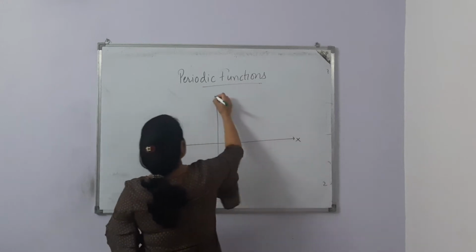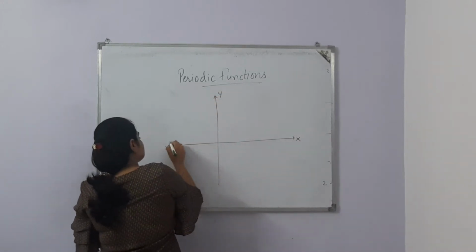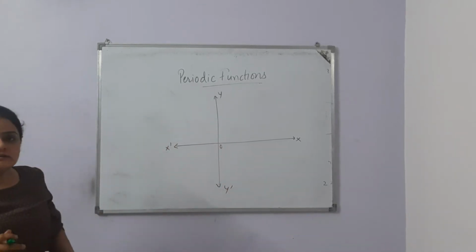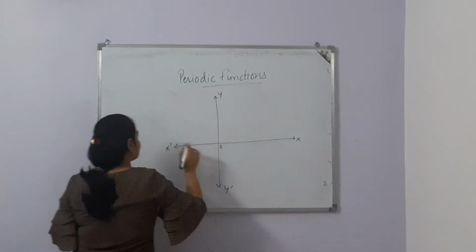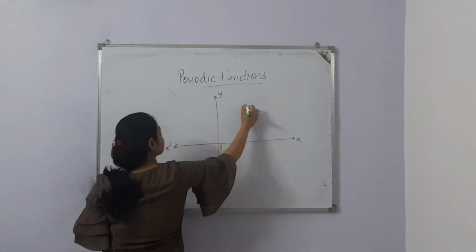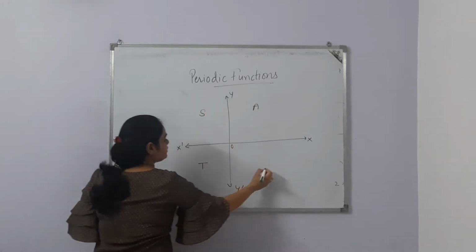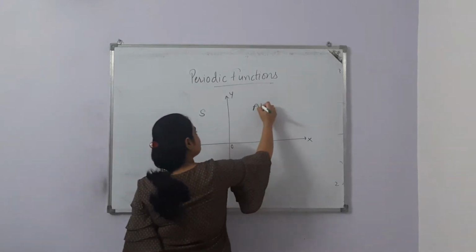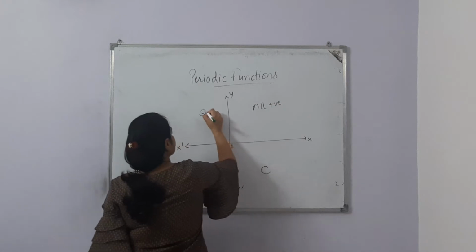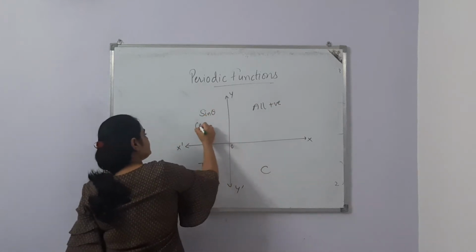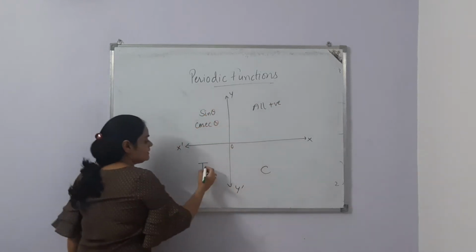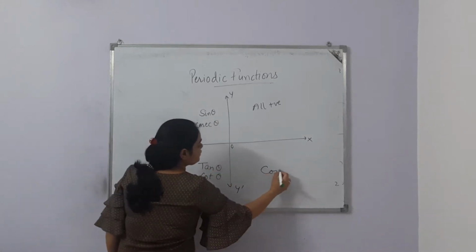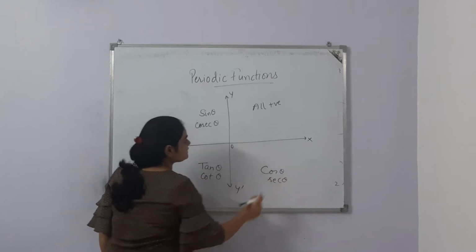This is your x-axis, this is your y-axis, this is the negative x-axis, and this is the negative y-axis. In previous videos we learned one rhyme: add sugar to coffee. It means all positive; here sine theta, and of course its reciprocal, cosecant theta. Here T for tan theta and its reciprocal cot theta.